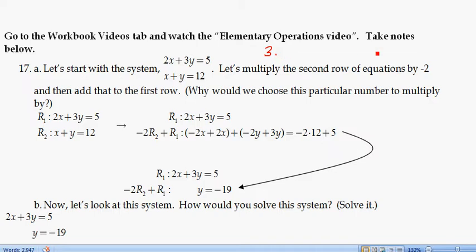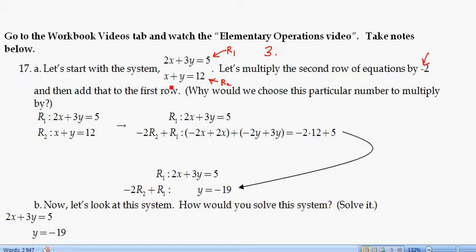So what we're going to do is multiply the second row by -2 and then add it to the first row. So this is going to be our first row, R1, and this is going to be our second row, R2. Okay, but why are we choosing this particular number, -2?